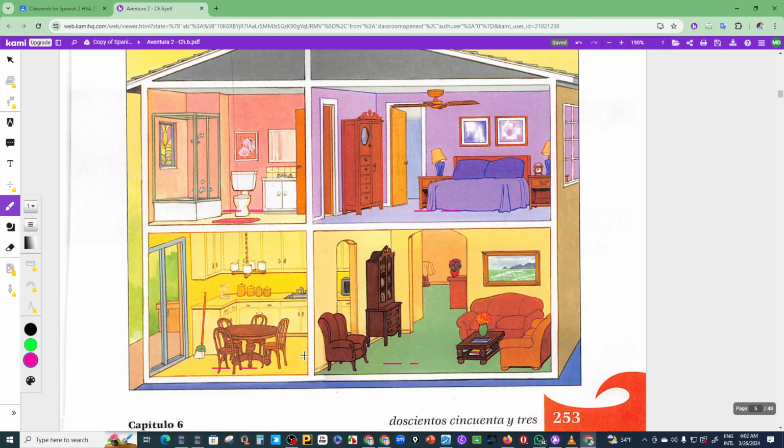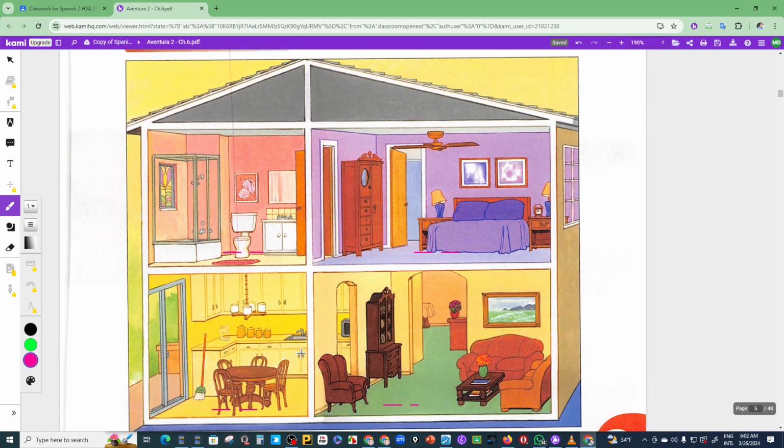Which of the following cuartos am I describing? En el cuarto hay una lámpara, un ventilador, una cama y 2 cuadros. ¿Cuál cuarto es? Repito, una cama, un ventilador y 2 cuadros. ¿Cómo se llama ese cuarto? Si tu respuesta fue el cuarto principal, está correcto. If you answer el cuarto principal, that is the right answer.